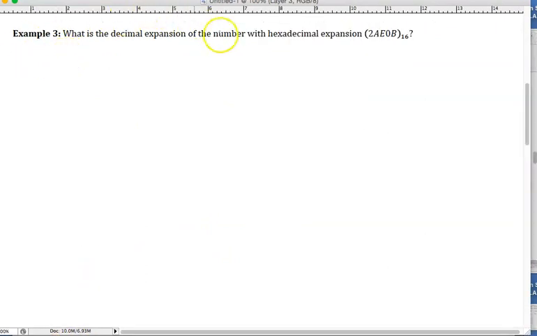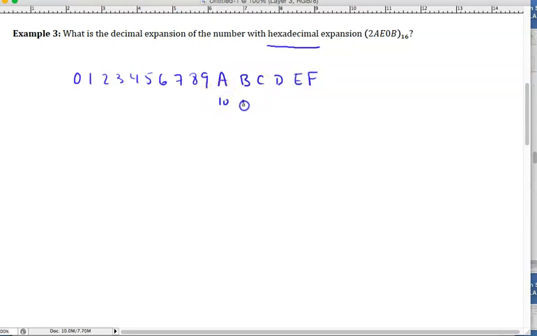Okay, so this is an example with a hexadecimal number. Hexadecimal means base 16. So your digits are 0, 1, 2, 3, 4, 5, 6, 7, 8, 9. But that's only 10 of them, so you start using letters: A, B, C, D, E, F. A stands for 10, B is 11, C is 12, D is 13, E is 14, and F is 15. So basically you have 16 digits or characters in your vocabulary.